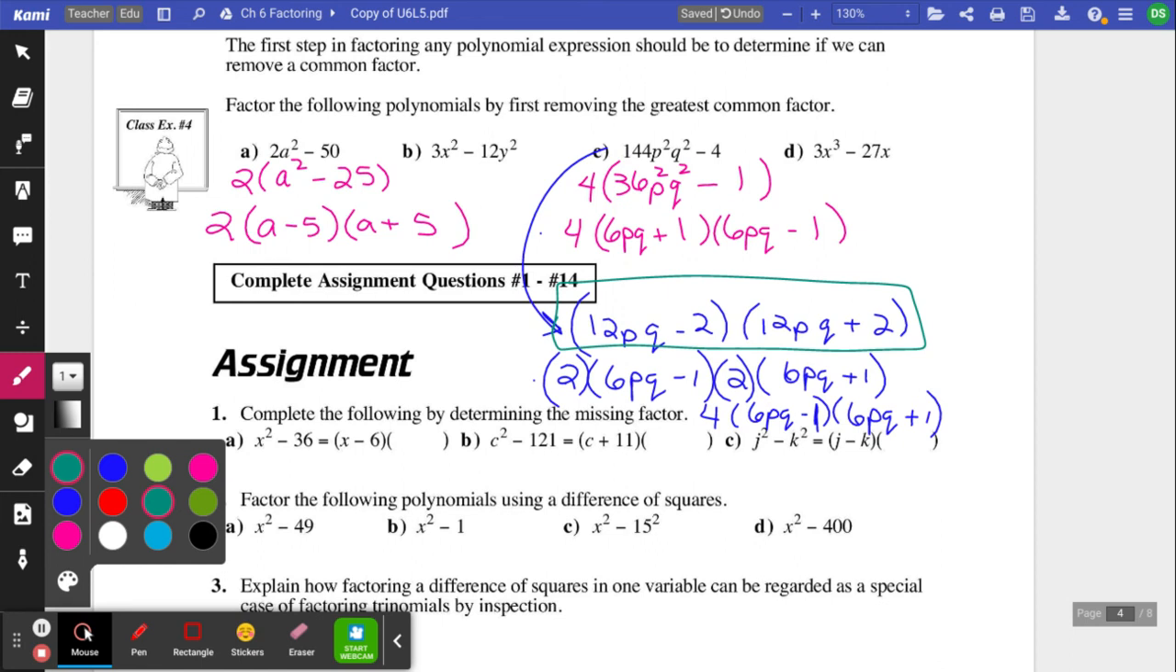Understand? Okay, begin. You have about 15 minutes. Work fast.